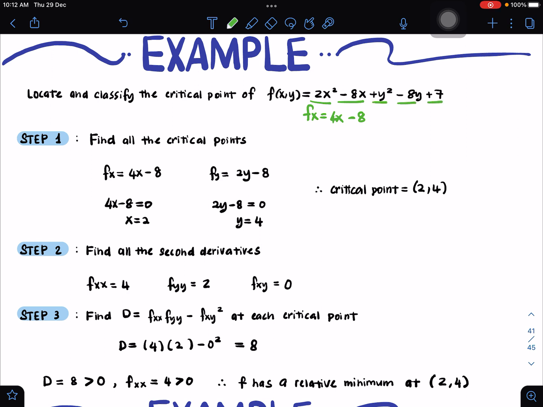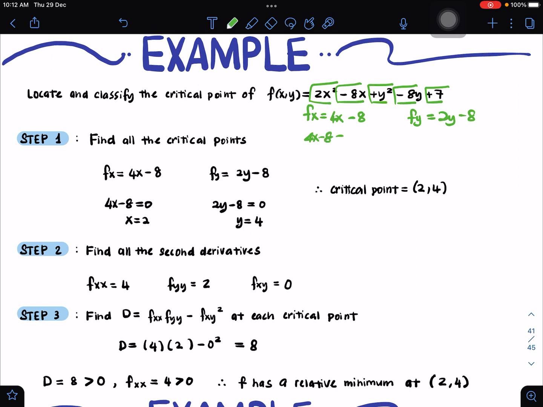So 4x minus 8. And then kita differentiate pula with respect to y. So this one will be constant kosong. This one also constant kosong. This one differentiate dapat 2y. This one differentiate dapat negative 8. This one constant dapat kosong. So 2y minus 8. So nak cari critical point, kena ambil yang ini.